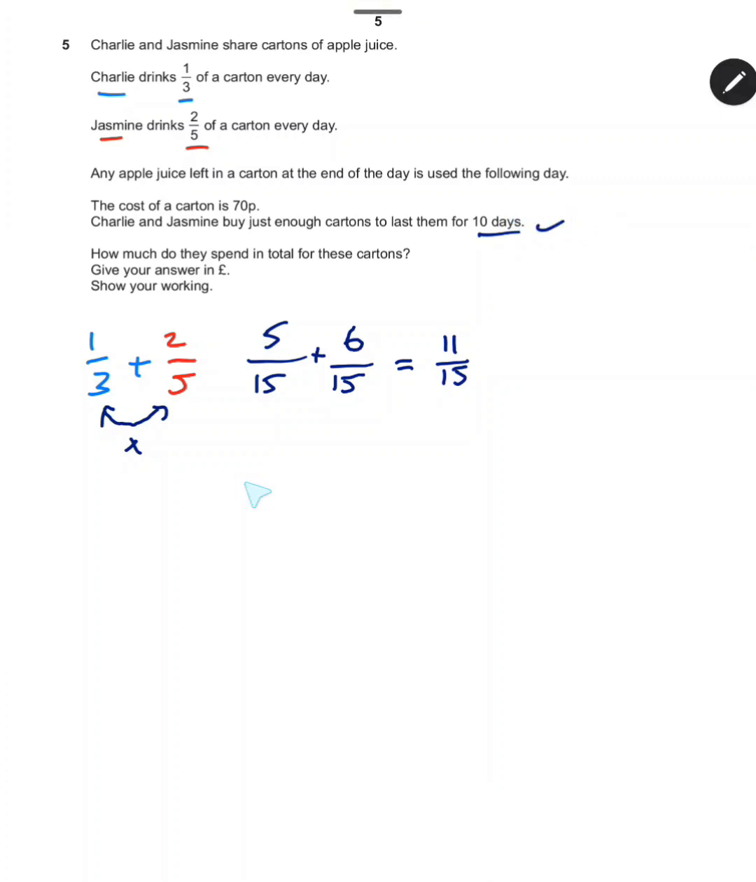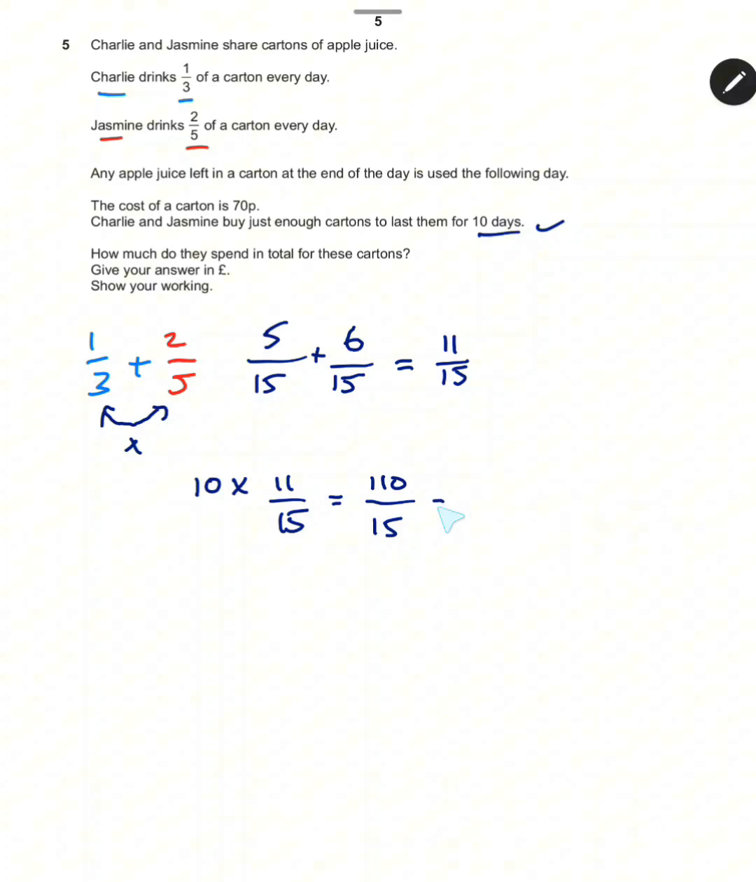So I'm going to multiply 11/15 by 10. If you're multiplying a fraction by a whole number, you just multiply the top by the whole number. So 10 times 11 is 110 15ths. That's how much juice we drink over the 10 days.